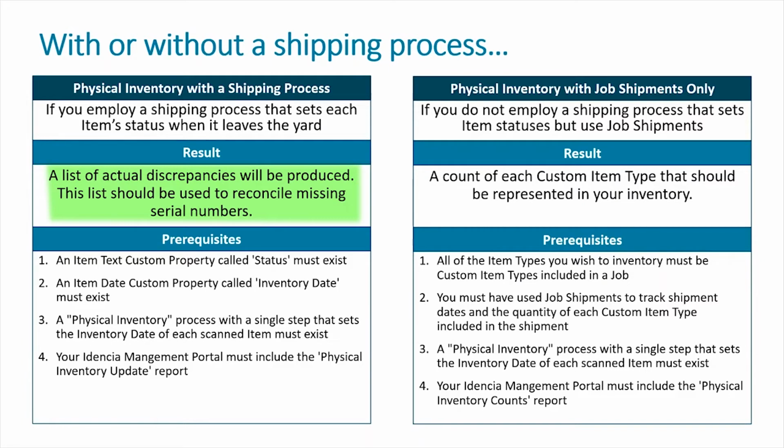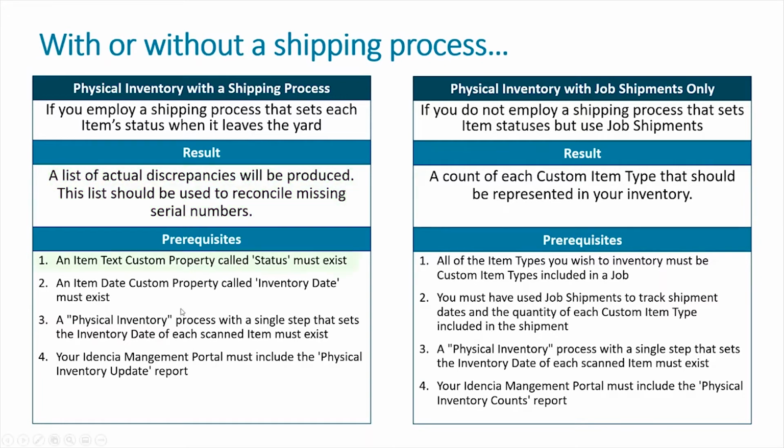The result of a physical inventory process where you use shipping statuses is a list of the actual discrepancies. We'll give you the list of discrepancies. You'll be able to research where items were missed, figure out what needs updating, and then import the changes or your fixes.